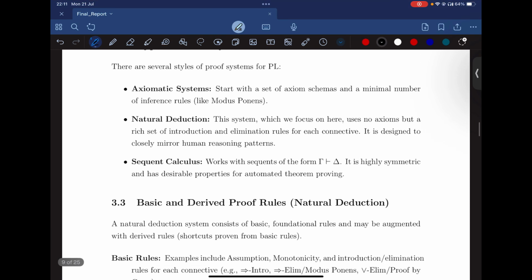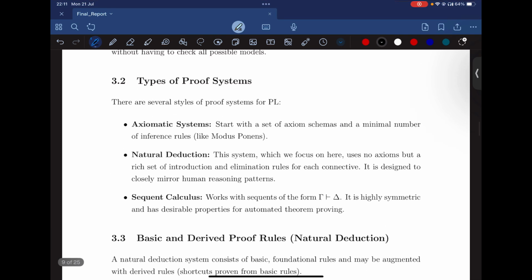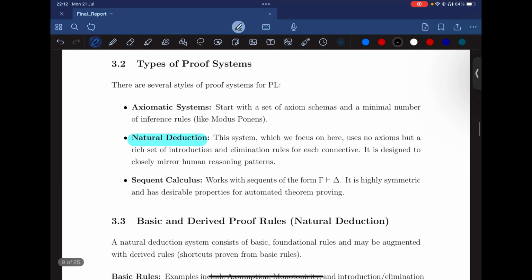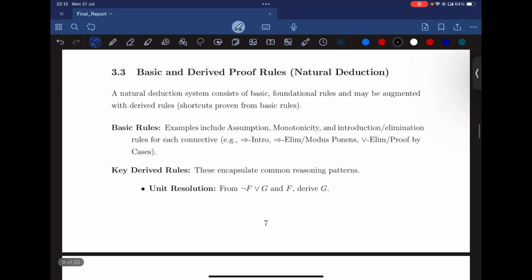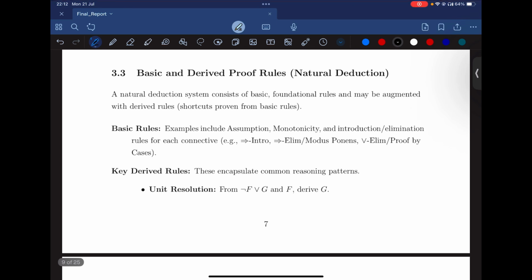Now we have various different types of proof systems. The most important one we'll be dealing with is the natural deduction one. The system we focus on here uses no axioms but a rich set of introduction and elimination rules for each connective. We'll just see the basic and derived proof rules here.